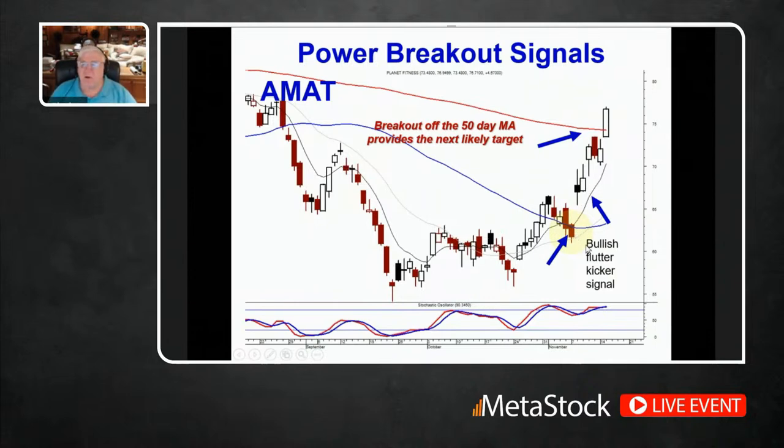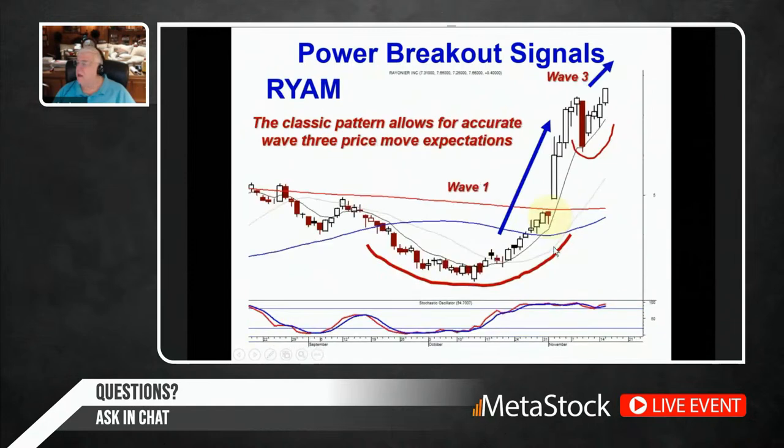There are some very simple trading patterns that human nature does. There's our best friend signal. It goes up through a perceived resistance level. What's normal human nature? They'll pull back to see if that resistance level is now going to act as support. Now notice what they did. They gapped it up and did a bullish flutter kicker signal. Where do we expect our next price move to go to? Up here to the 200-day moving average. So again, it's not rocket science. This is just identifying what human nature does time after time.